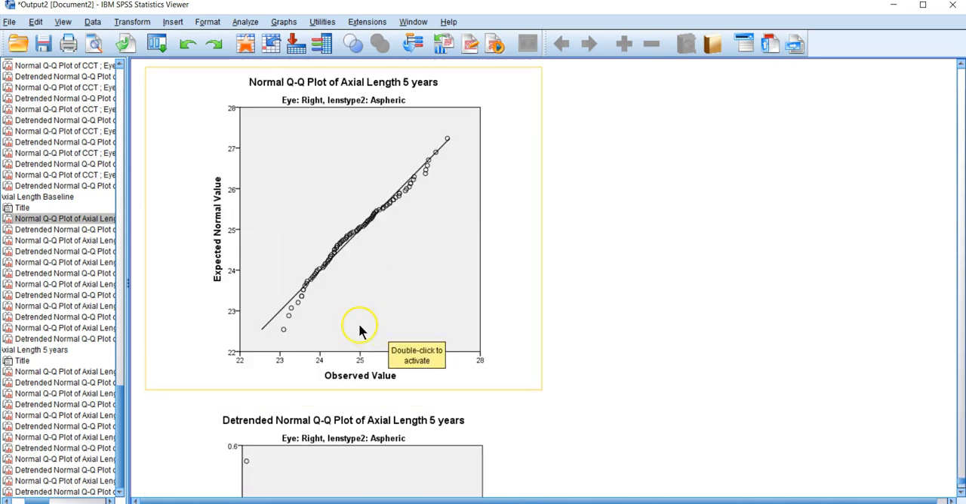Okay, so for our question for today, we test if there's a difference between the axial length after 5 years. It doesn't look too bad. It's reasonable enough, let's say.